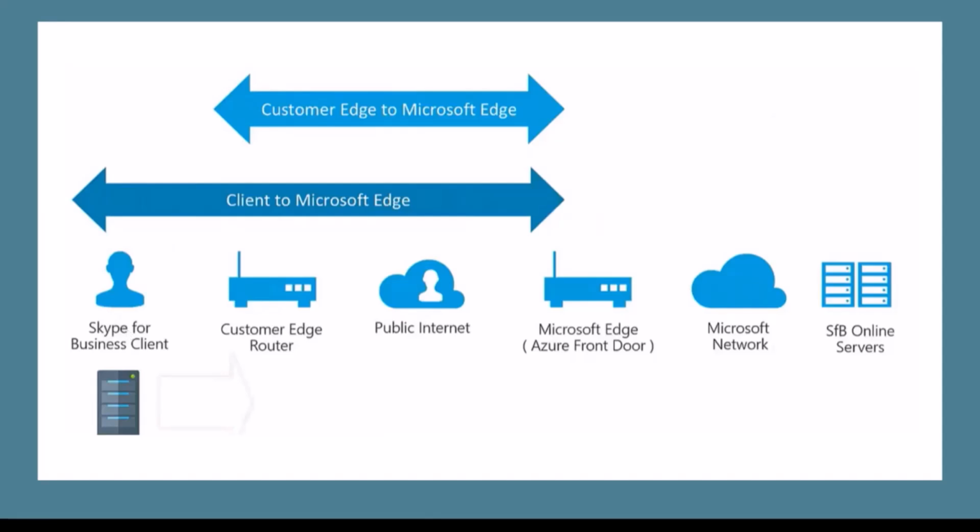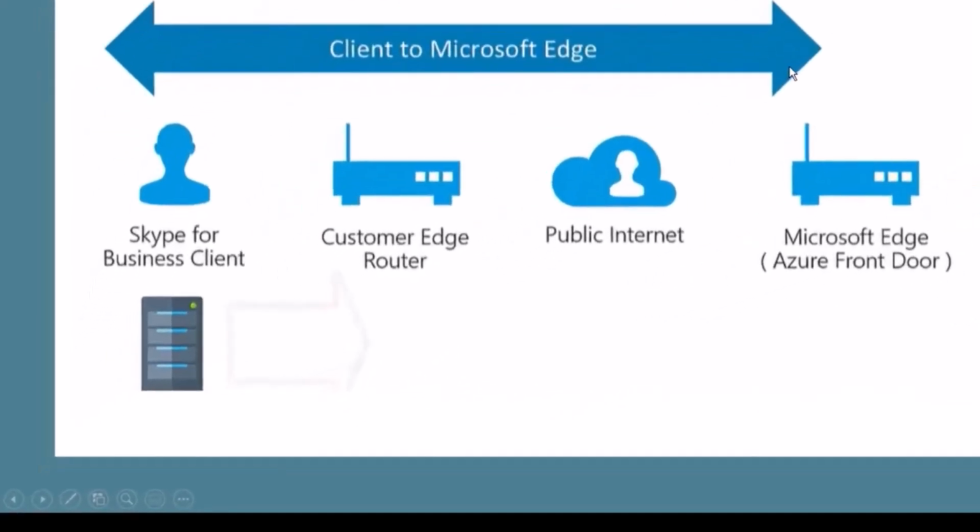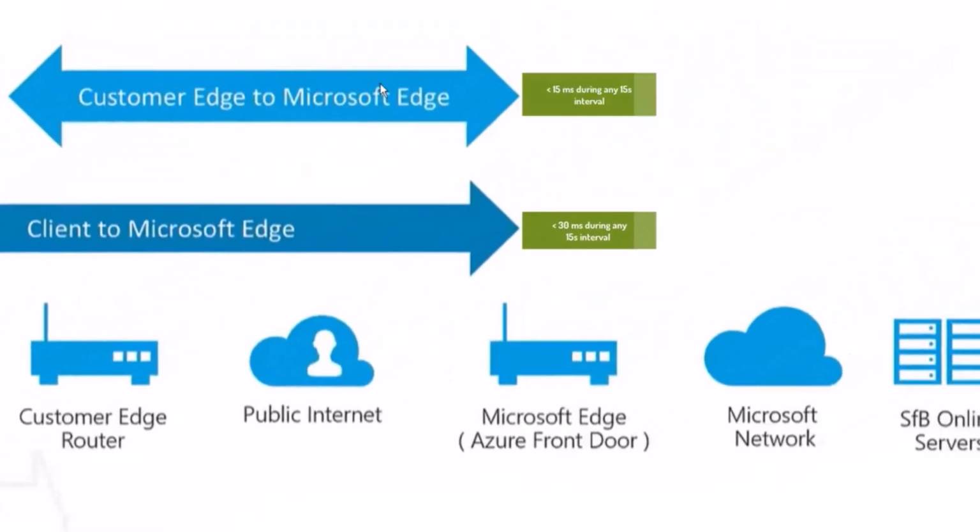So this is my Teams client. This is my Edge, public internet, Microsoft Edge, Microsoft Network, and then this is my Teams servers, backend, transport relay, media servers, and all of that. So from the client to the Microsoft Edge, jitter should be less than 30 milliseconds during any 15 seconds interval. If it's from your customer Edge to Microsoft Edge, this is 15 milliseconds during any 15 seconds interval.